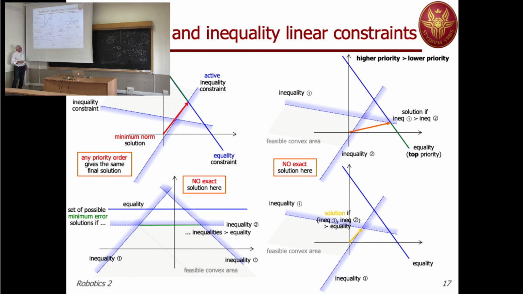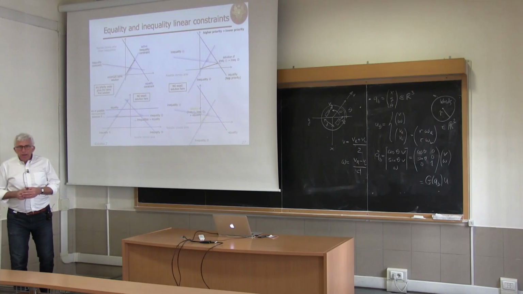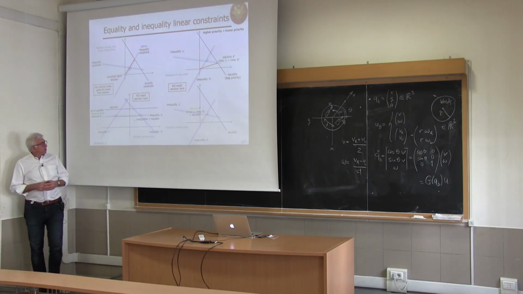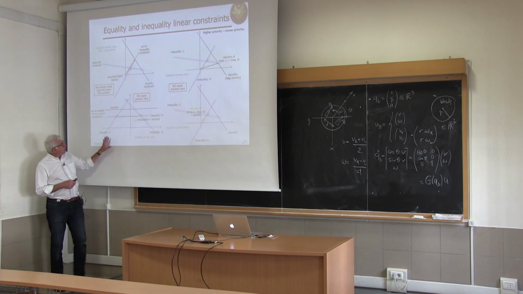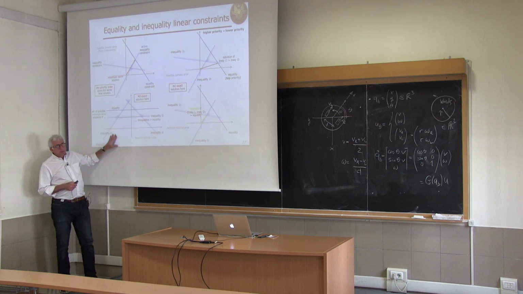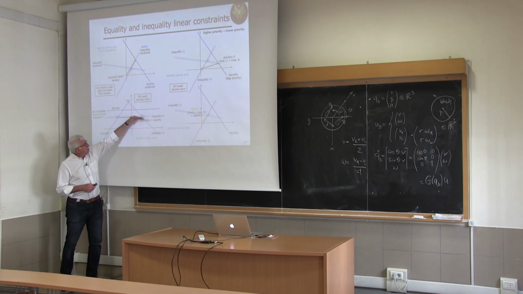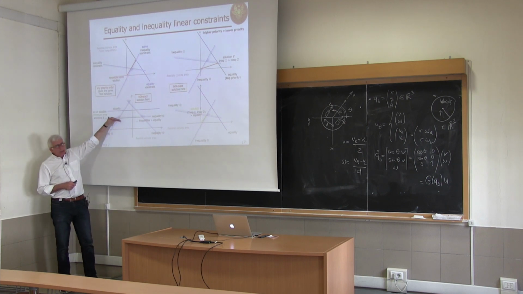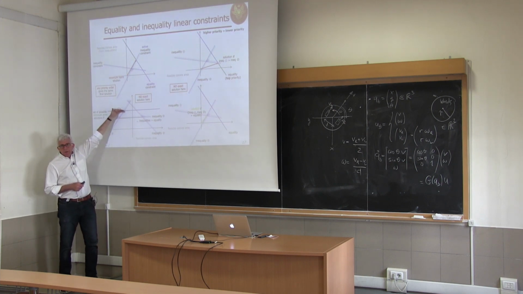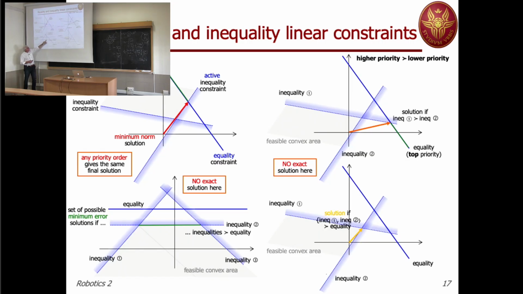Whereas if the inequalities as a whole, or one by one, have higher priority than the equality, then you will stay in this area, so you will satisfy all of them, and the solution set will be given by this line, which is parallel to this one. Again, all these points violate in the same way, the minimum possible way, the equality constraint. So they have the same distance from the equality.